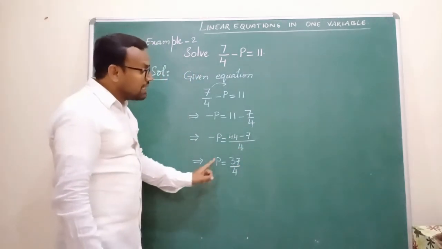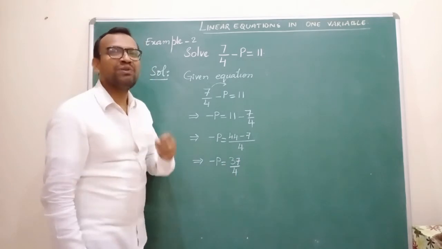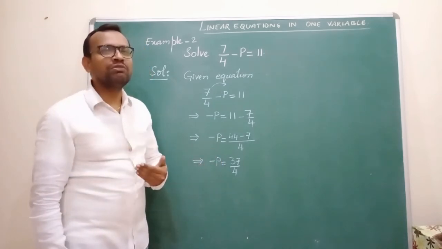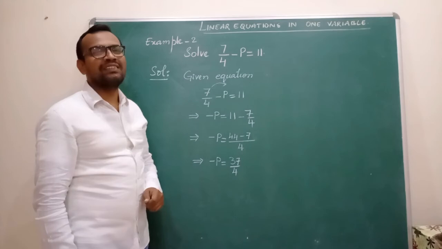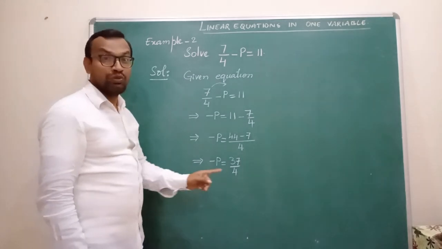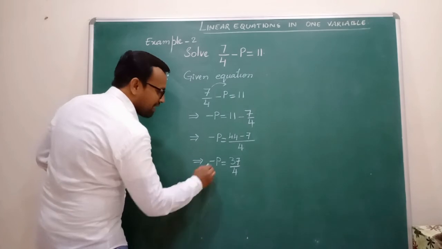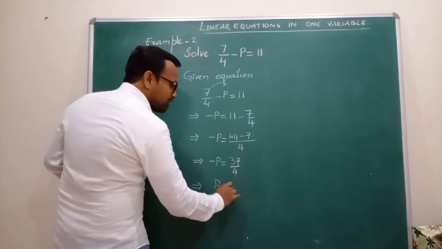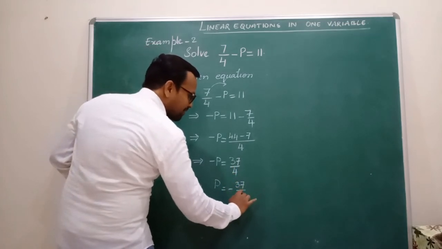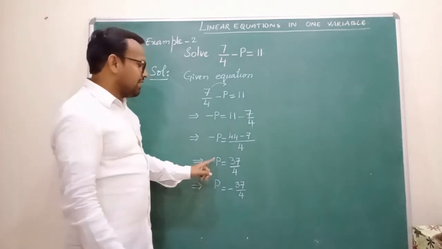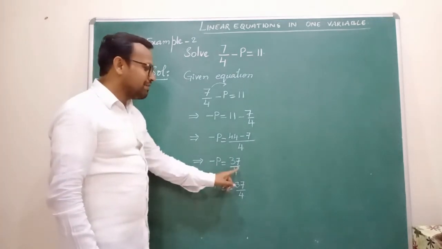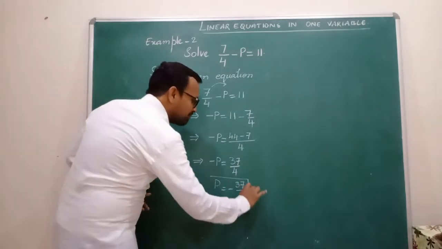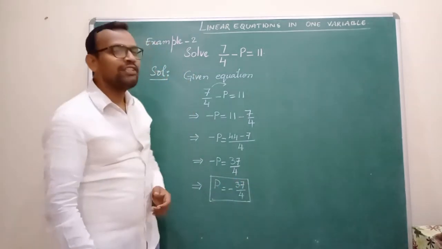Now, minus p is equal to 37 by 4. We want the value of plus p. Then to remove minus p, what do we have to do? Simple. Multiply the equation by minus 1 on both sides. So it becomes minus into minus plus p is equal to plus into minus, minus 37 by 4. Or simply, minus p on the other side becomes plus p, plus 37 by 4 on the other side becomes minus 37 by 4. So the value of p is minus 37 by 4.